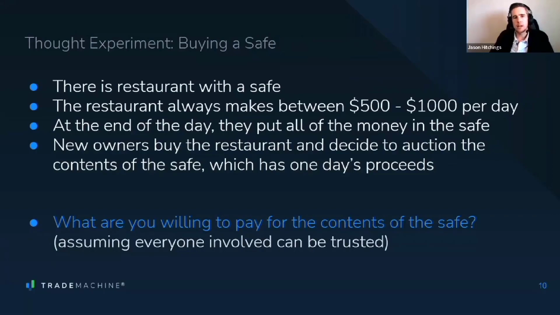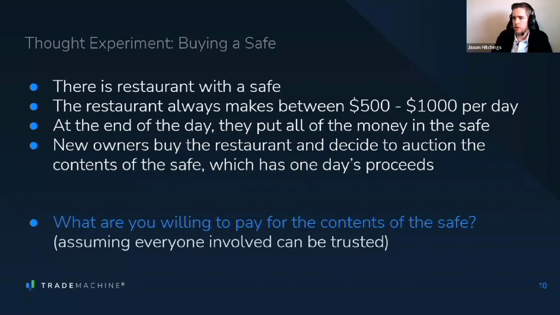Some new owners come in and they just want to sell off a bunch of things at the restaurant, and they're just going to sell the contents of the safe because they don't really care that much about what's in it. You're going to get the contents, not the safe. They're going to give you a key. It's going to have between $500 and $1,000, and you know that you can trust everyone involved. You know, they're not going to rip you off.